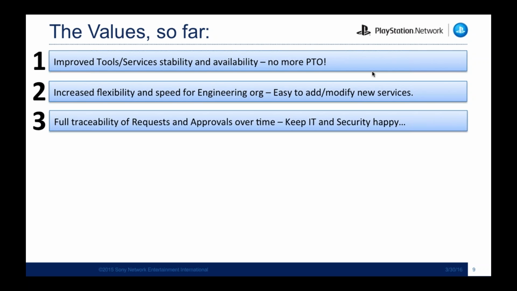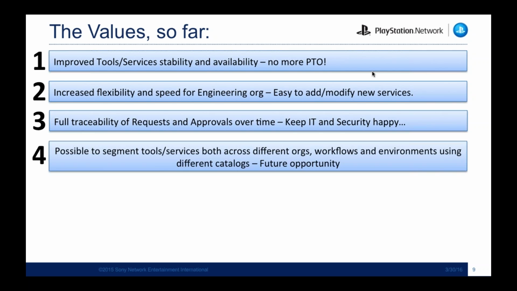The third value is that we have full traceability of requests and approvals over time. So IT and security is happy as long as we keep in shape. And the fourth value is that we see a possibility to segment the tools and services across different organizations. For instance, front-end guys could have their own catalog, and back-end guys could have their own catalog of tools and services. And over time we could split into separate flows, so CI/CD tools for the front-end organization could be one catalog and so on. This is a future opportunity, because right now we don't have way too many services available.